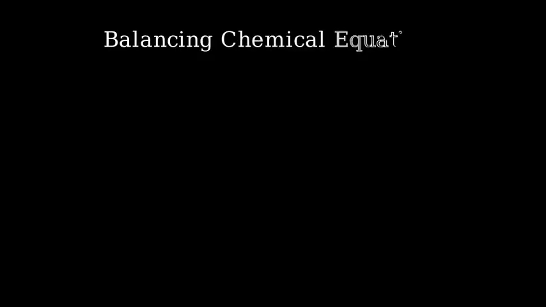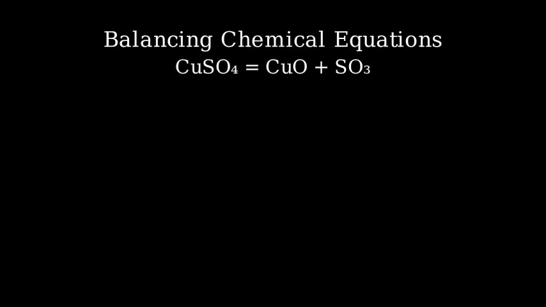Welcome. Today we'll learn how to balance chemical equations by working through an example, the decomposition of copper sulfate into copper oxide and sulfur trioxide. Let's start by writing out our unbalanced equation. On the left side, we have copper sulfate, CuSO4. This decomposes, as shown by the arrow, into copper oxide, CuO, plus sulfur trioxide, SO3.